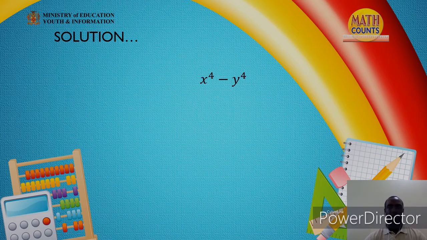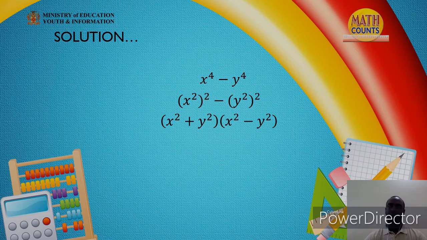Assume you have done it. Let us now go through our solution. We have x raised to the 4th power minus y raised to the 4th power. Remember, you want to write it in terms of difference of two squares. Therefore, x to the 4th power can be written as x squared all squared, and y to the 4th power can be written as y squared all squared. And what you have should resemble this. Once you have that, now we are going to factorize as difference of two squares. Awesome. We now have x squared plus y squared into x squared minus y squared.